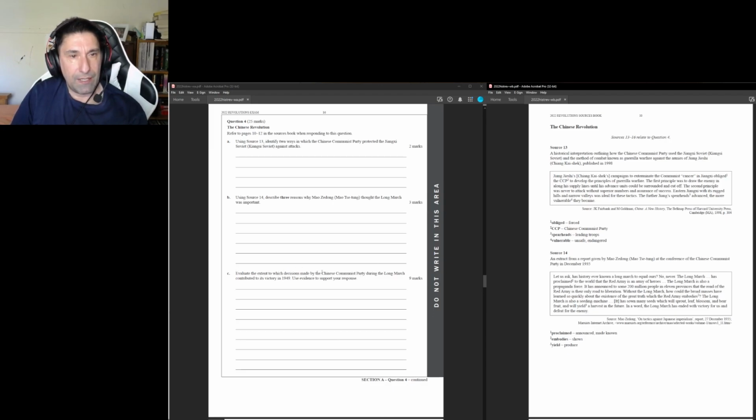Evaluate the extent to which decisions made by the Chinese Communist Party during the Long March contributed to its victory in 1949. So you could argue that. You could judge that the Long March was the key factor in the victory in 1949. You could say it was an important factor, but what was as important was what happened at Yan'an and the policies that were developed at the Yan'an Soviet, for example.